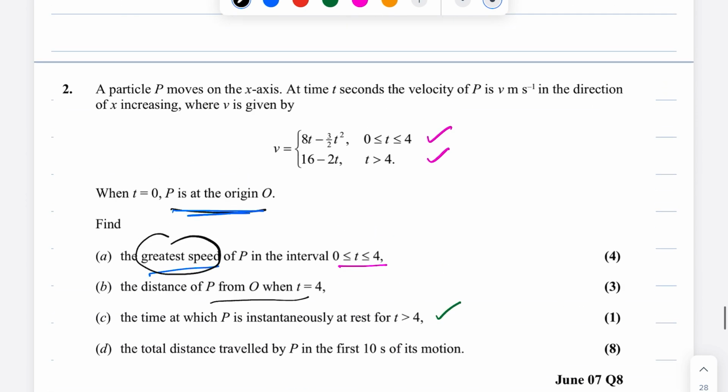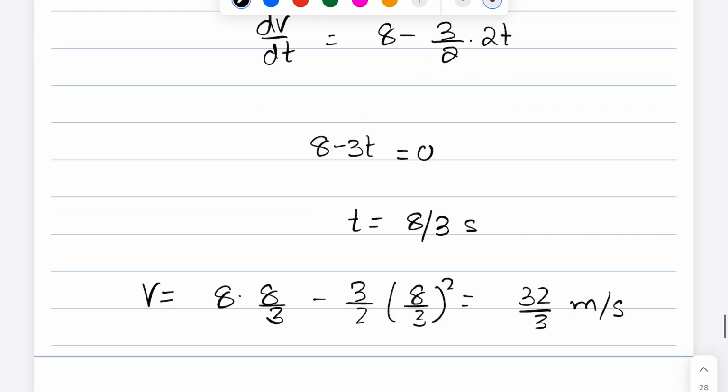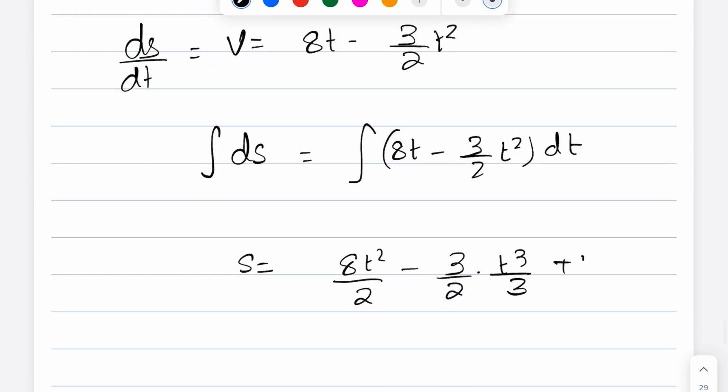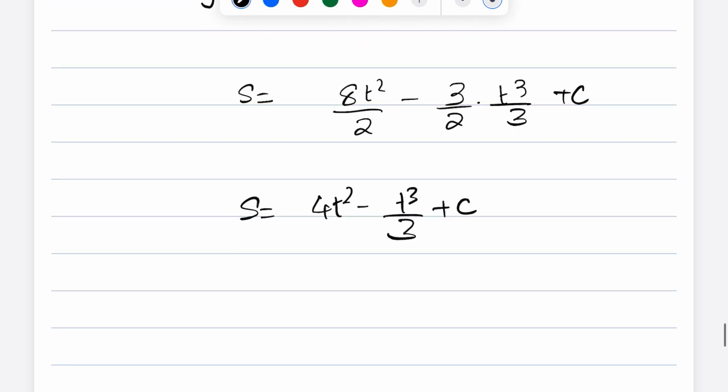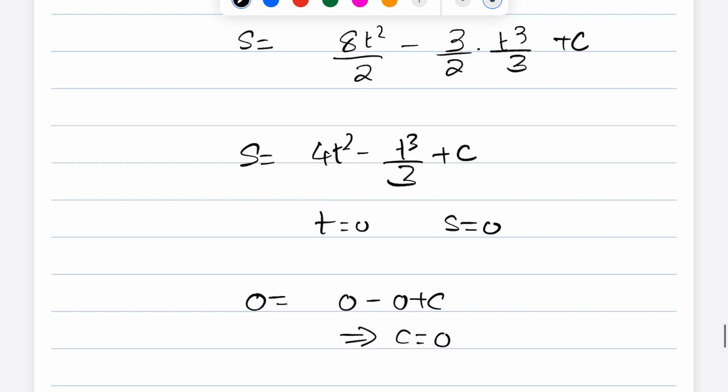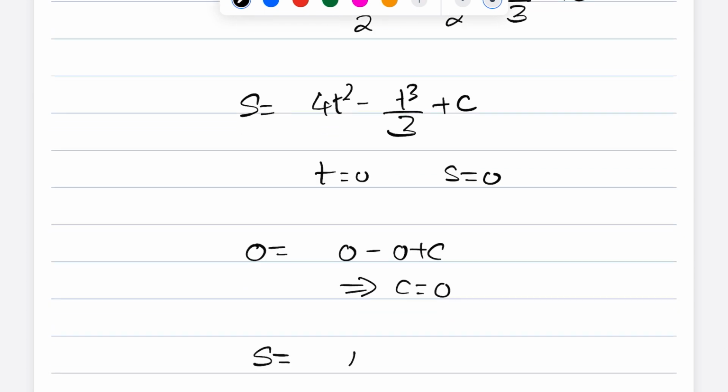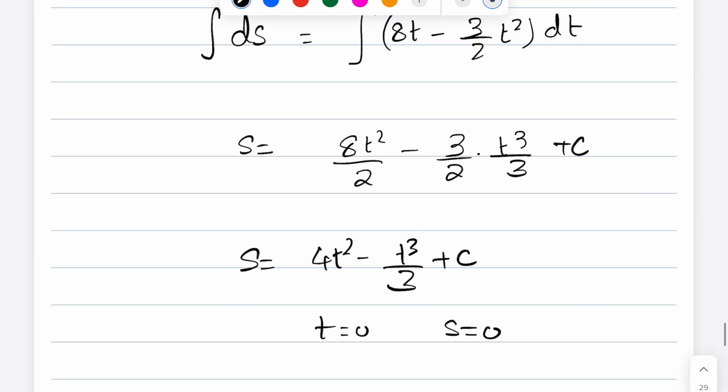And at t equal to 0, P is at origin. So I write plus C over here. So s equals 4t square minus t cube by 3 plus C. But when t equals 0, s equals 0. So 0 equals 0 minus 0 plus C, which gives me C equals 0. So what is the equation of the distance? 4t square minus t cube by 2, not by 3. It should be by 2.